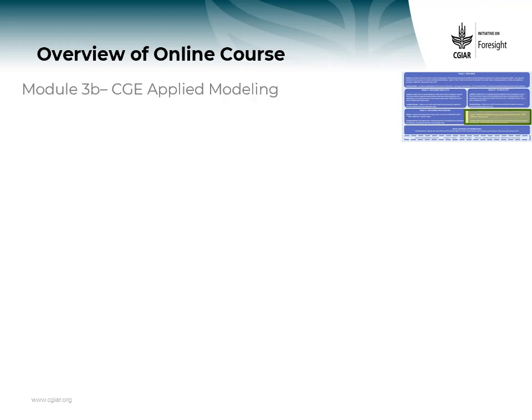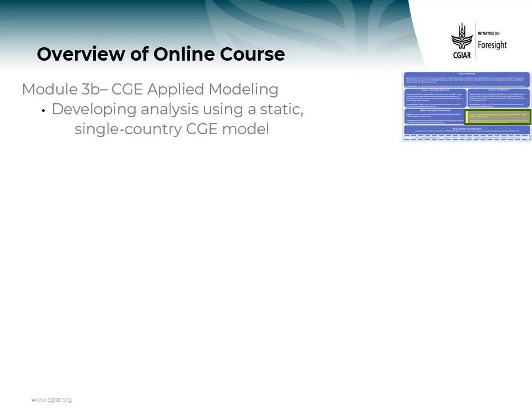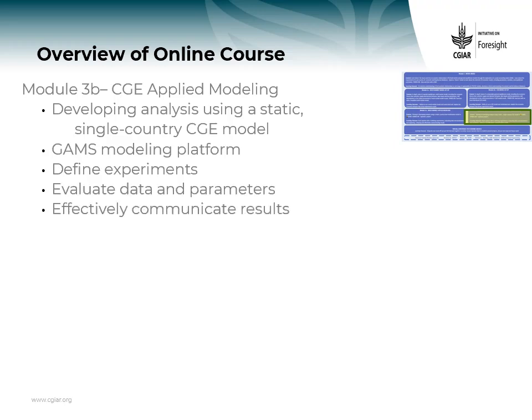The second CGE module provides training in developing analysis using a static, single-country CGE model in the GAMS modeling platform. Participants completing this module will build applied skills in defining experiments, evaluating data and parameters, and explaining, critiquing and effectively communicating results.